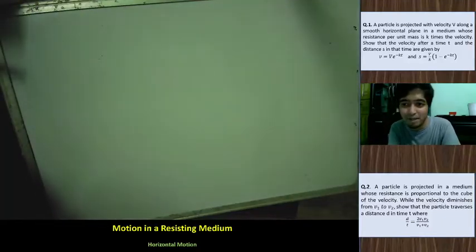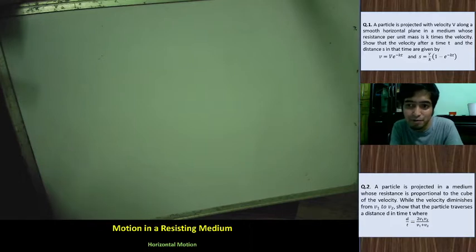Hello, so welcome to this first class of the fourth semester. I will be teaching you Unit 4, GHS41. If you take a look at the syllabus, Unit 4 consists of two portions, that is projectile motion and motion in a resisting medium.